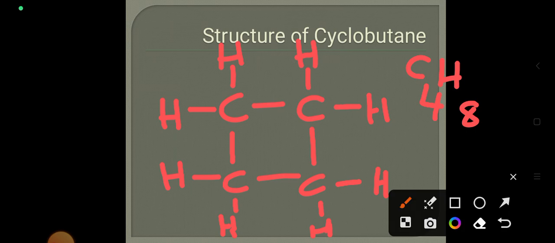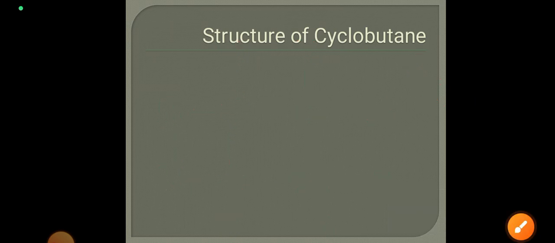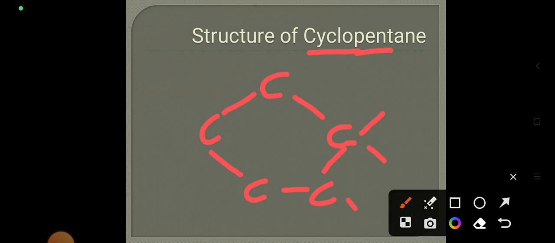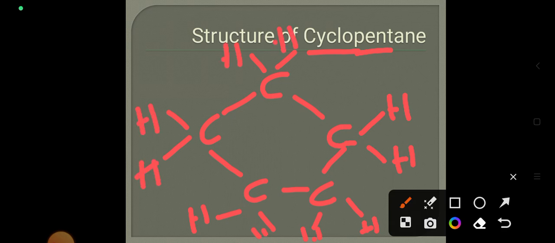Now similarly, let us learn how to write the structure for cyclopentane. The root word pent- means 5, and again it is a cyclic compound. So let us write 5 carbon atoms in a ring form. This would be the basic skeleton structure for cyclopentane. Now the next step is to complete the valency with 2 hydrogens around each carbon atom. So this would be the structure for cyclopentane, and the molecular formula would be C5H10.